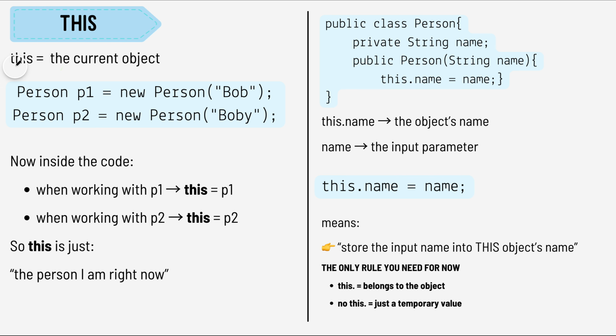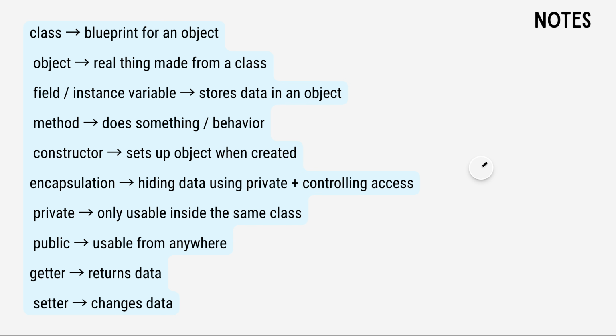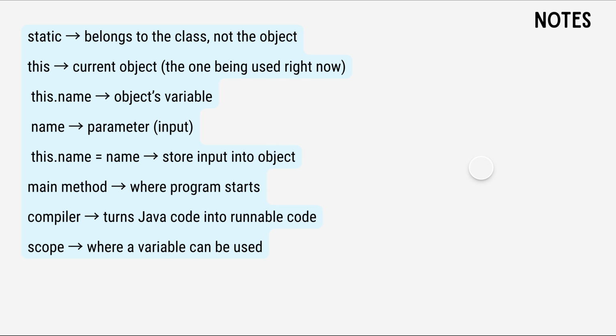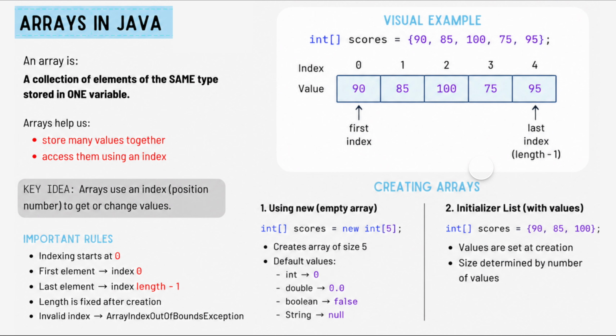Next is this. This is basically a reference to the current object. So if I'm working with p1 Bob now, and in the constructor I have this.name, then I'm connecting to this name, and then this string is this one. So this.name is the object's name, name is the input parameter. Here are some notes, some more.